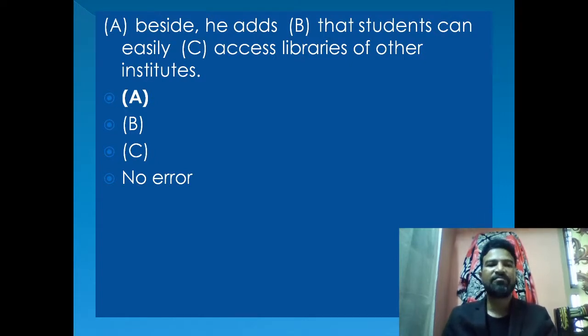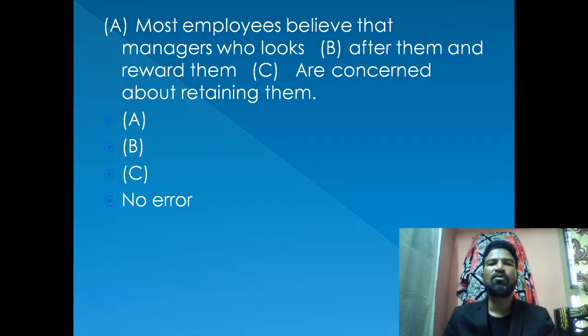It's not "beside." Most employees believe that managers who looks after them and reward them are concerned about returning them. So where is the error? The error is in part A of the sentence. Most employees believe that managers who looks after. Yes, this is where the error is. Managers is plural, therefore it should be "who look after." It is not "who looks after." It should be "managers who look after." So the error is in part A of the sentence.